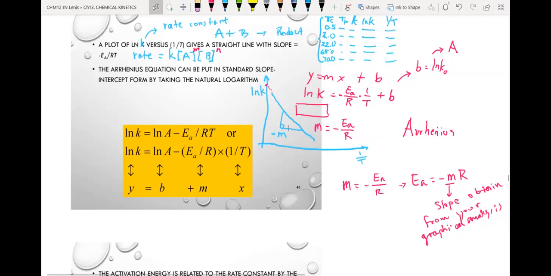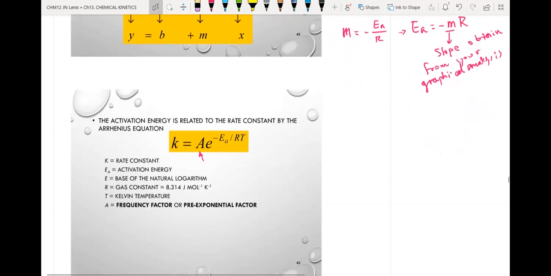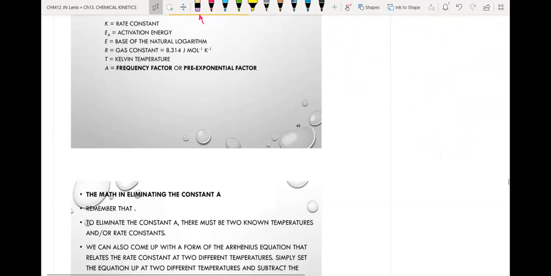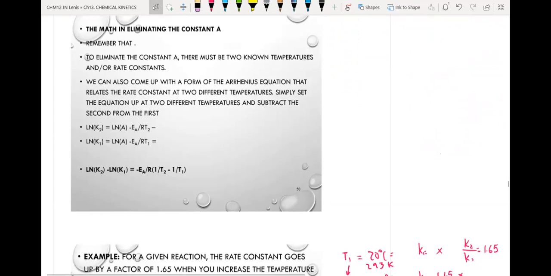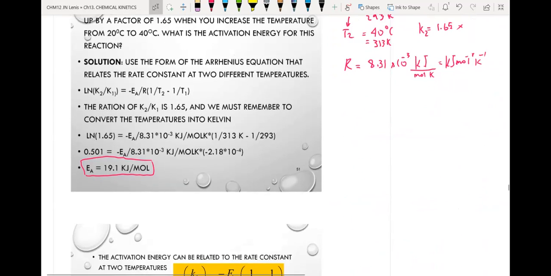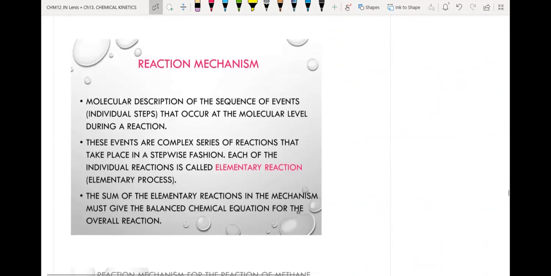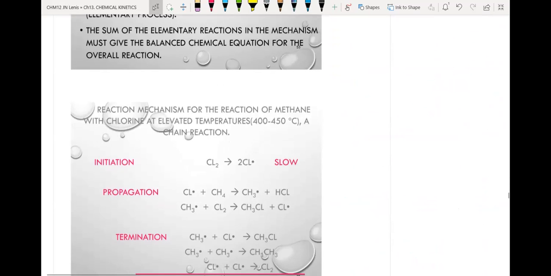Just don't forget to work out the units. Activation energy units are joules or kilojoules. Since usually those are big numbers, you want to represent that in kilojoules. All right, that's how you work the Arrhenius equation.